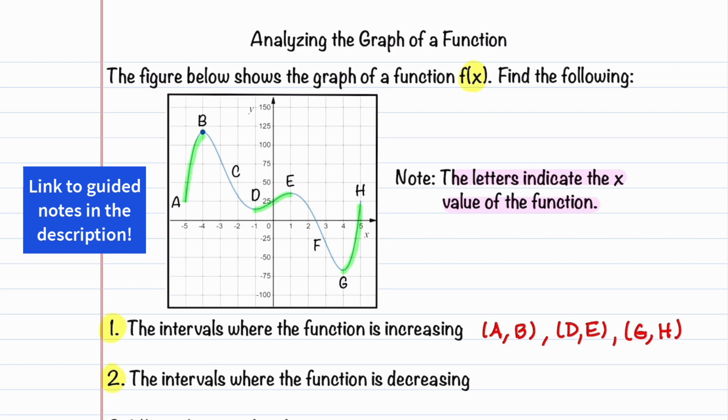A function is decreasing when it moves downward as we move from left to right on the graph. This function is decreasing in this region and in this region. The intervals where the function is decreasing are from b to d and then from e to g.